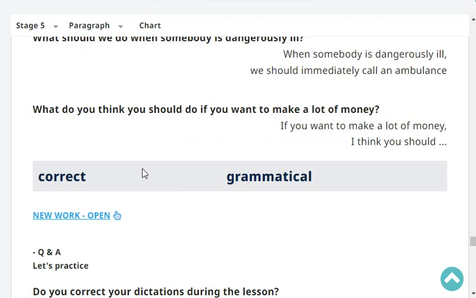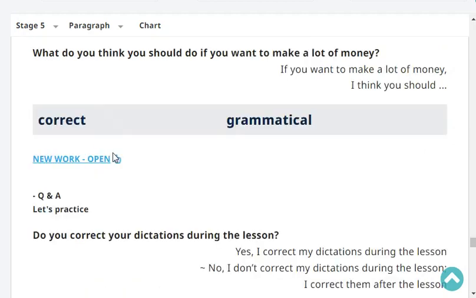What do you think you should do if you want to make a lot of money? If you want to make a lot of money, I think you should work hard. Very good.